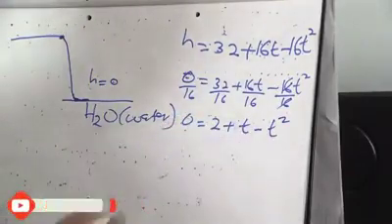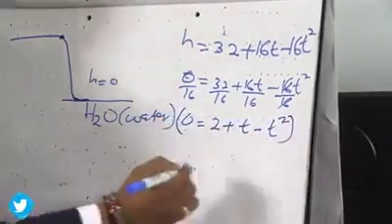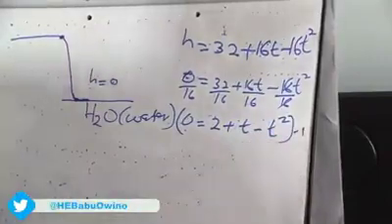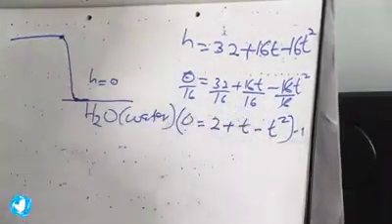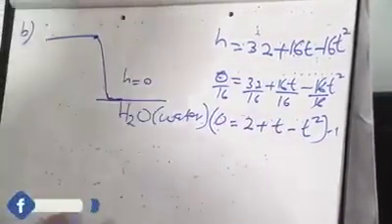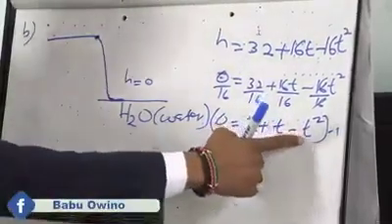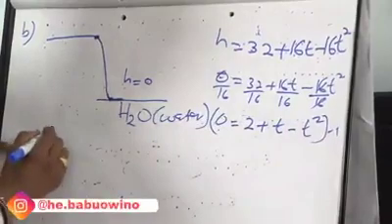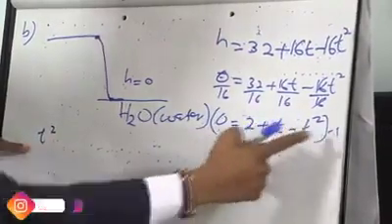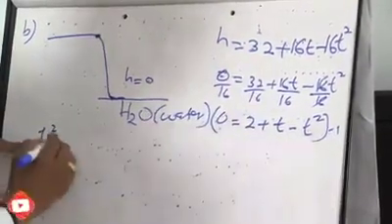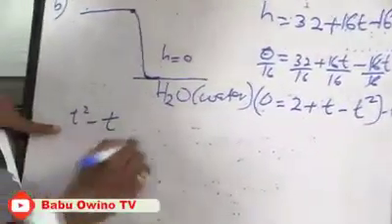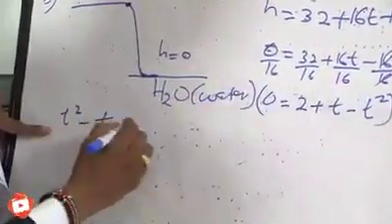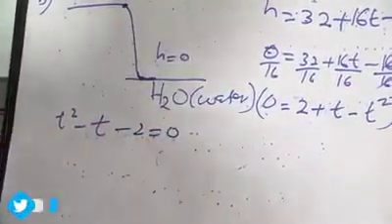So from here, we can multiply all the values by -1 so that at least we start our equation with the highest power of t, which is t squared. When you multiply this by -1, you get t squared. You multiply -1 times t, you get minus t. Then -1 times 2, you get -2, equals 0.